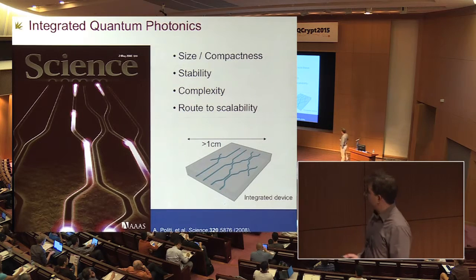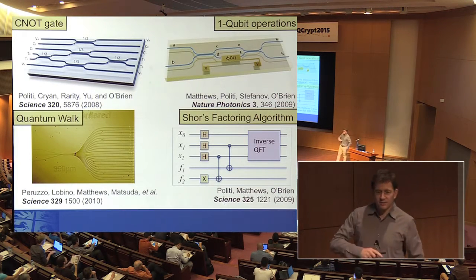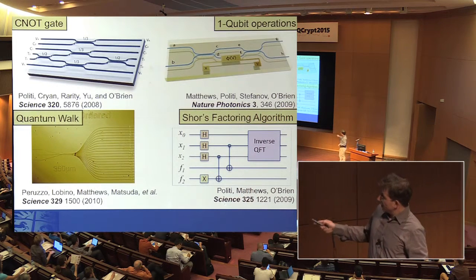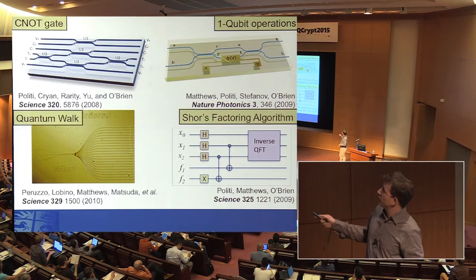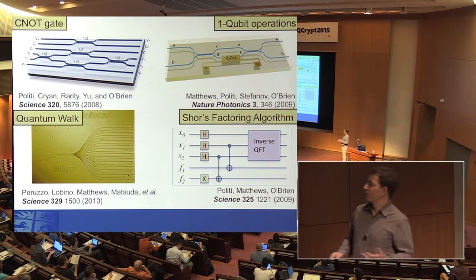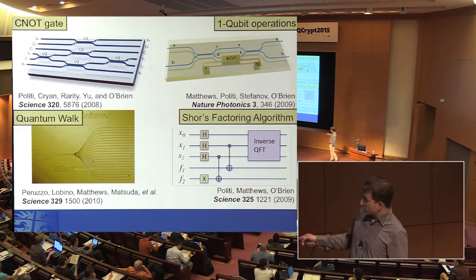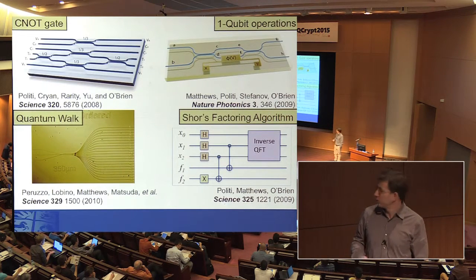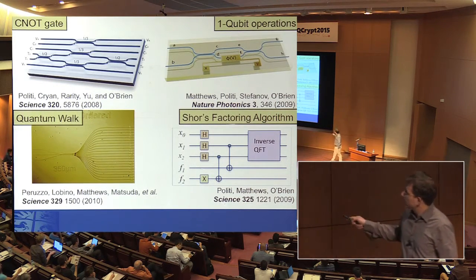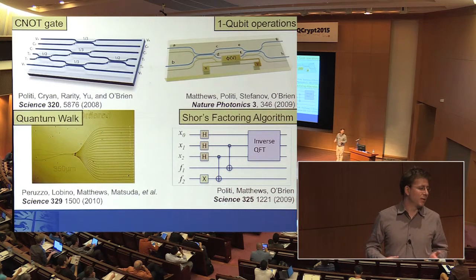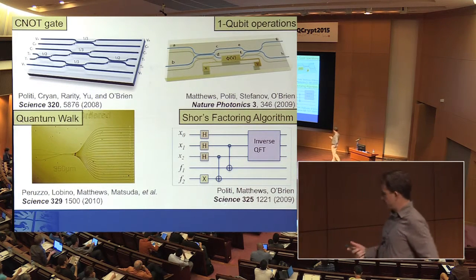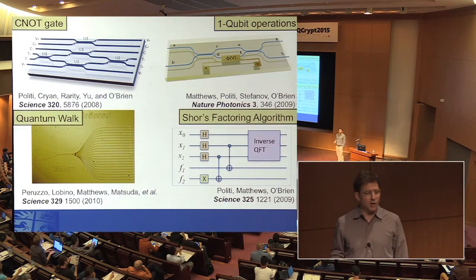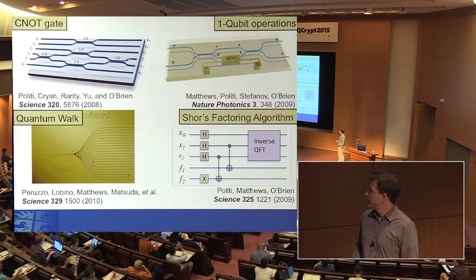Over the last several years, we've used this approach to realize a whole raft of different quantum information experiments. So things like logic gates, 2-qubit logic gates, 1-qubit logic gates in an integrated architecture, proof of principle quantum simulations, so looking at quantum walks of multiple indistinguishable particles, and being able to make more complicated circuits, doing things like proof of principle factoring algorithms, these sorts of things. So a whole range of different experiments that we've done, and there have been a lot of experiments done by other members of the community within this area.